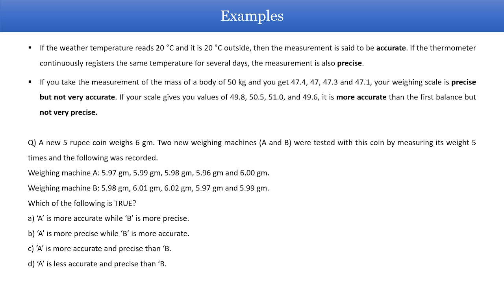Now, for example, if you take the measurement of the mass of a body of 50 kgs and you get values like 47.4 and so on, your weighing scale is basically precise but not accurate. And if you get a scale which gives you a value of a varied distribution, it is more accurate, but it's not very precise. So we want an instrument that is very precise as well as accurate. Otherwise, we get an error in the data, which is not good for our experiments.